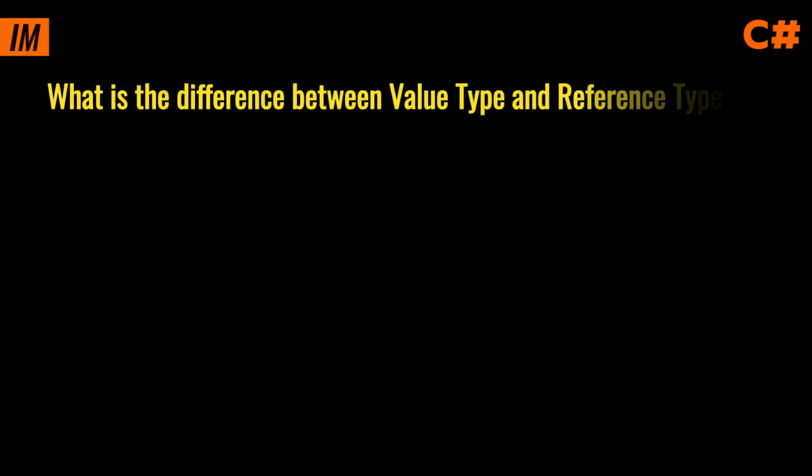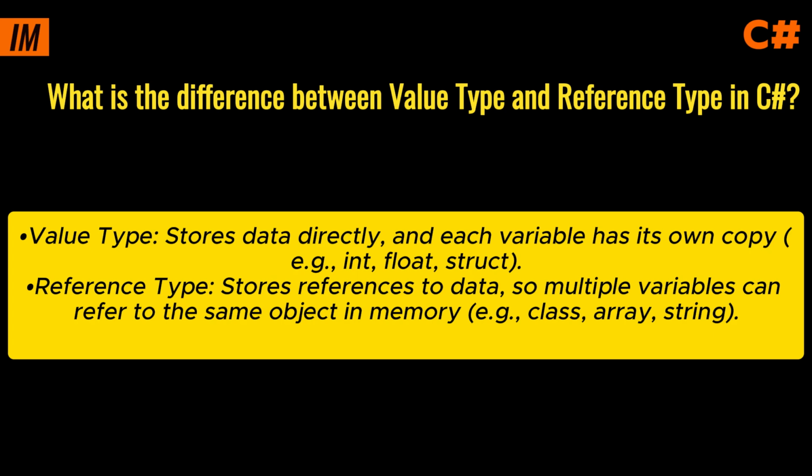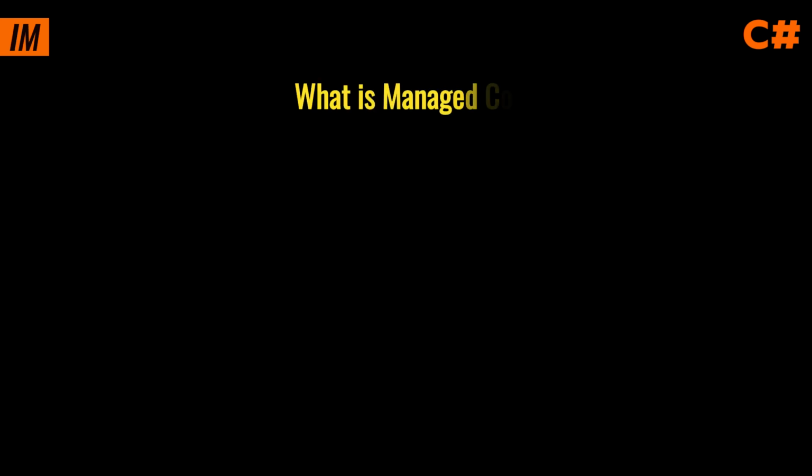What is the difference between value type and reference type in C#? Value type stores data directly and each variable has its own copy, e.g. int, float, struct. Reference type stores references to data so multiple variables can refer to the same object in memory, e.g. class, array, string.